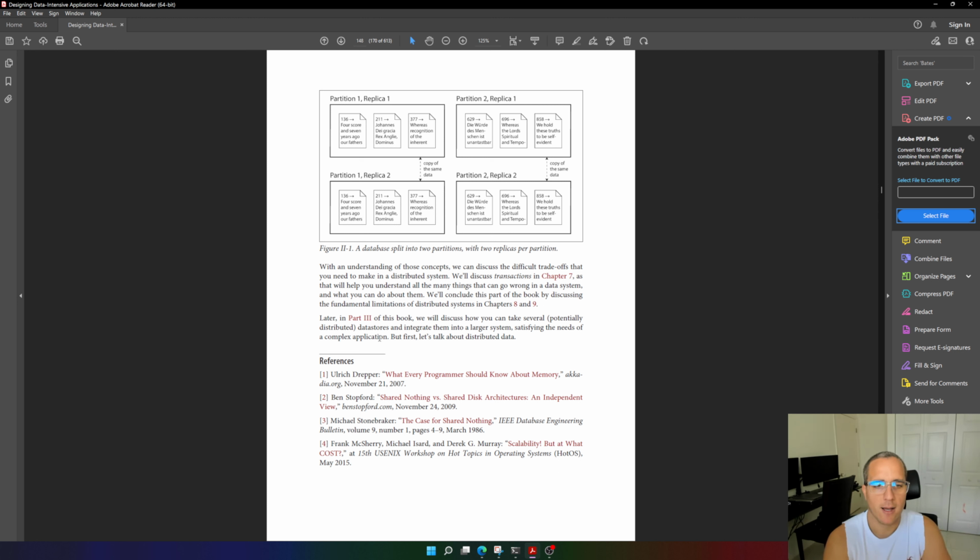Later, in Part 3 of the book, we will discuss how we can take several potentially distributed data stores and integrate them into a larger system, satisfying the needs of a complex application. But first, let's talk about distributed data.